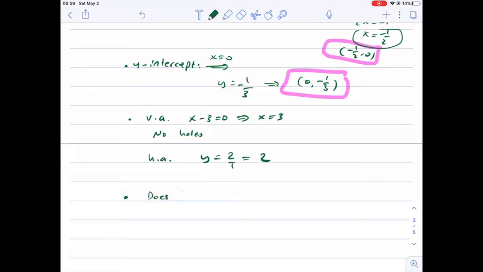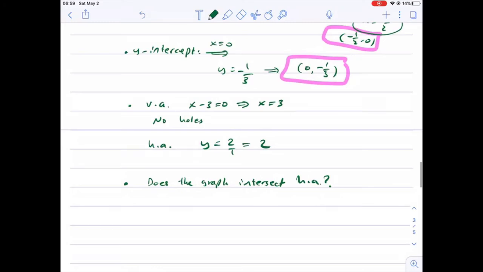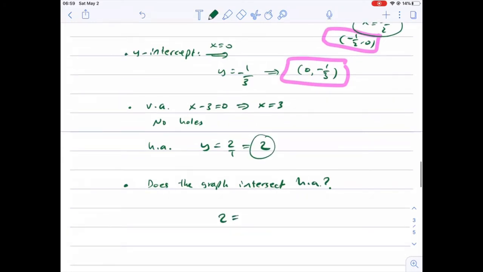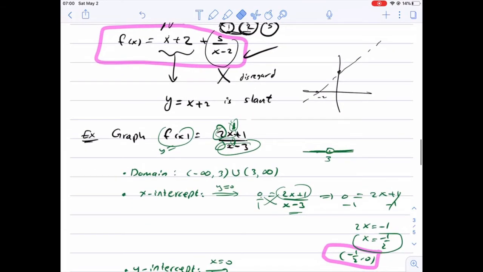So does the graph intersect the horizontal asymptote? We'll see. The horizontal asymptote is y equals 2. We set this equal to the original function.